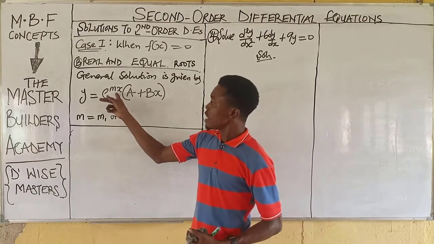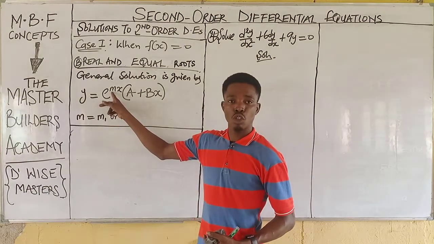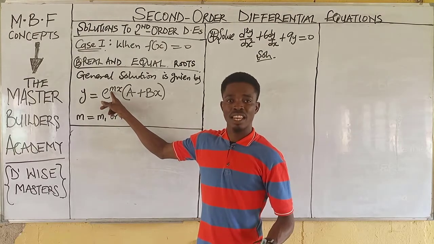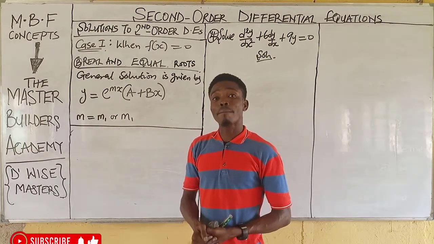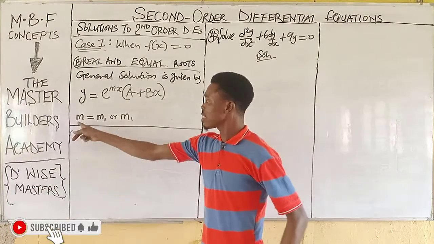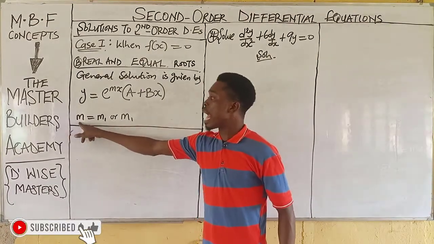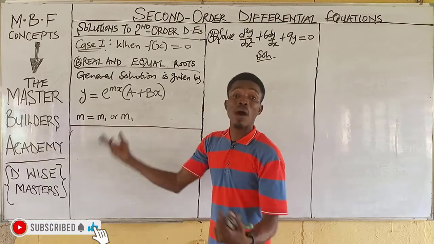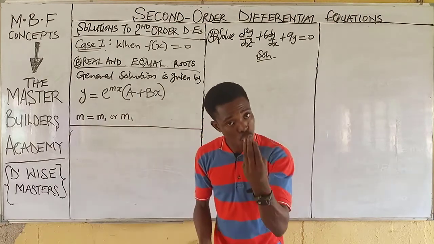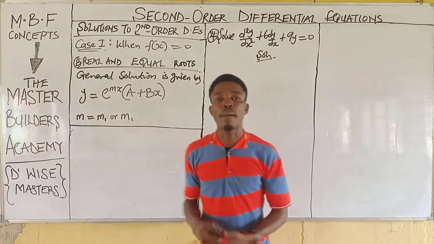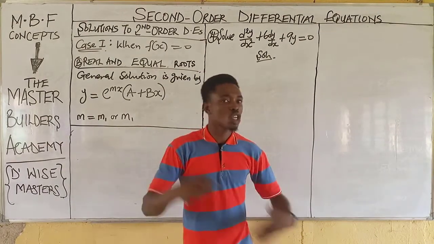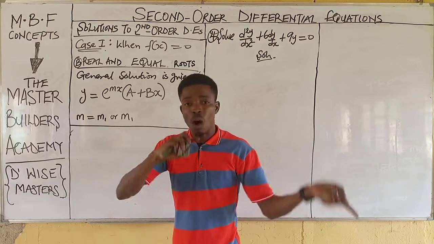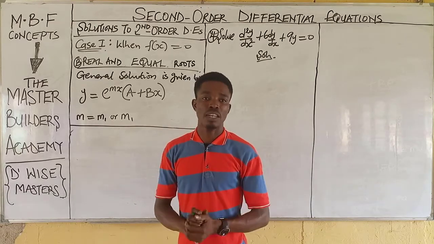Now, for this purpose, you see that we just have m, no inscription of either m1 or m2. Why? Because the two roots that you are going to have are going to be exactly the same. And that's the reason why I went further and said m is equal to m1 or m2, because the two results you will have are the same. They can either be 2, 2, 3, 3, minus 3, minus 3, minus 2, minus 2, 4, 4, just like that, equal and real values.